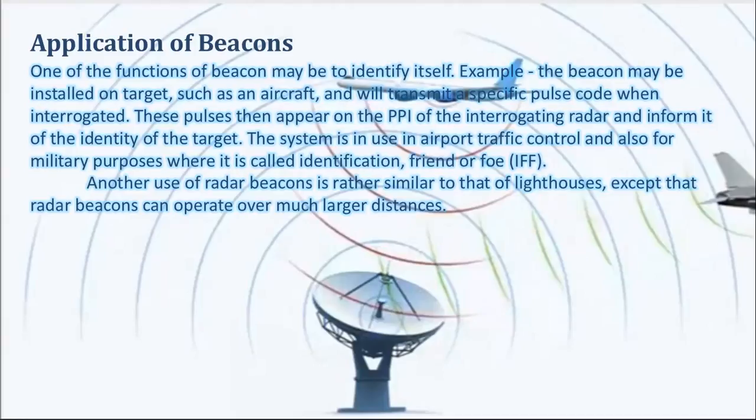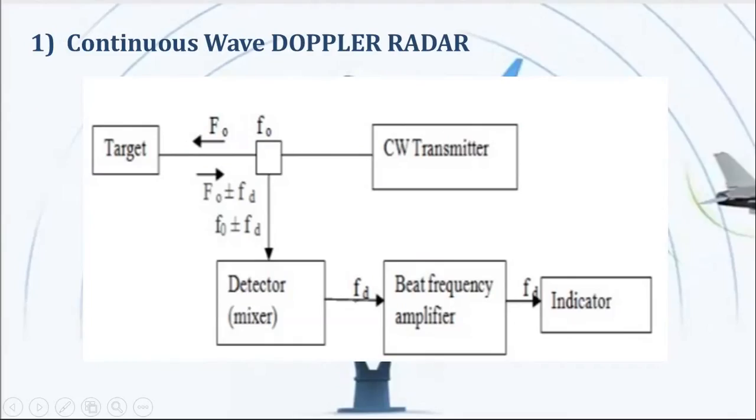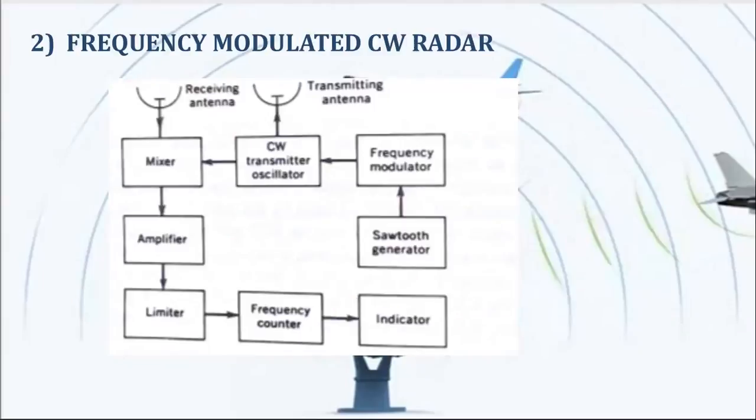Now I am going to discuss other radar systems. The first one is CW Doppler radar, then frequency modulated radar, phased array radars and planar array radars. First, CW Doppler radar. A CW Doppler radar sends out continuous sine waves rather than pulses. There are many advantages of CW Doppler radar. It is capable of giving accurate measurements of relative velocities using low transmitting powers, simple circuitry, low power consumption and equipment whose size is much smaller than that of comparable pulsed equipment.